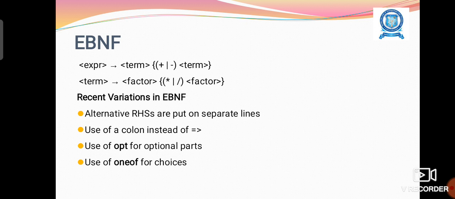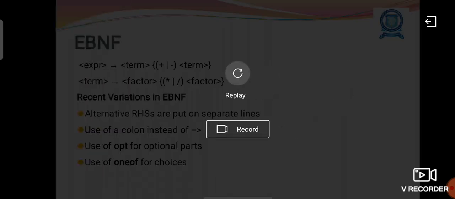And recent variations in EBNF: alternate right-hand sides are put on separate lines, use of a colon instead of the arrow symbol, use of opt for optional parts, and use of one-of for choices. These are available in EBNF. So that's all about the topic. Thank you.